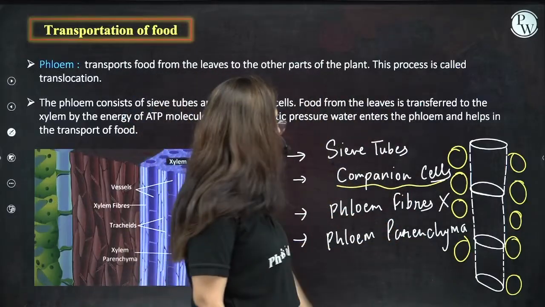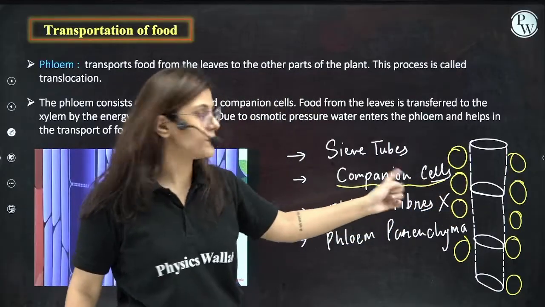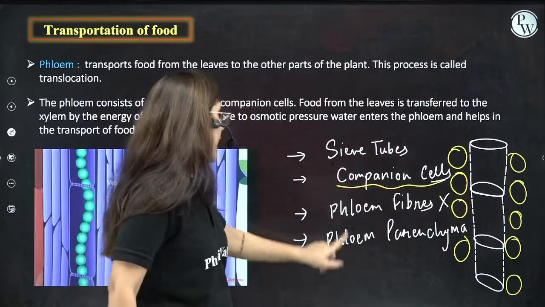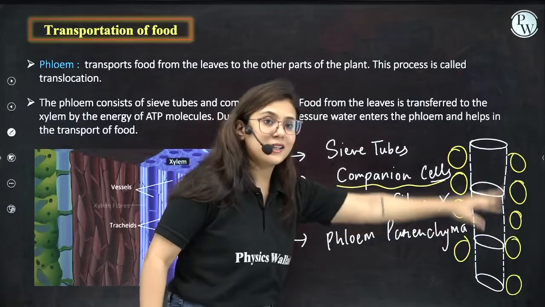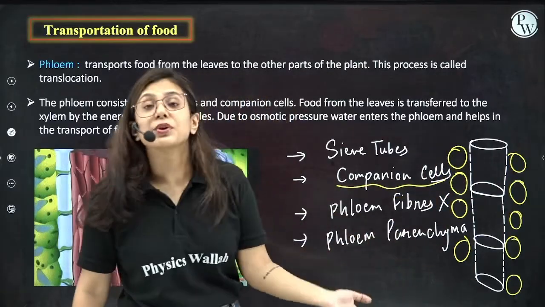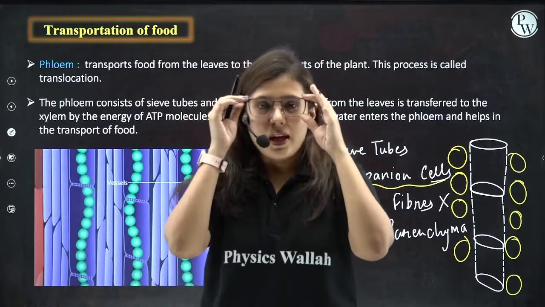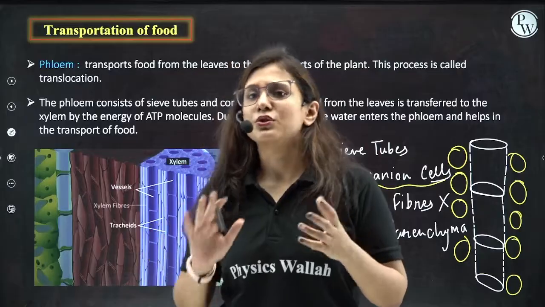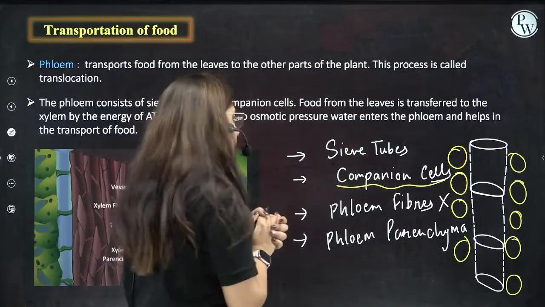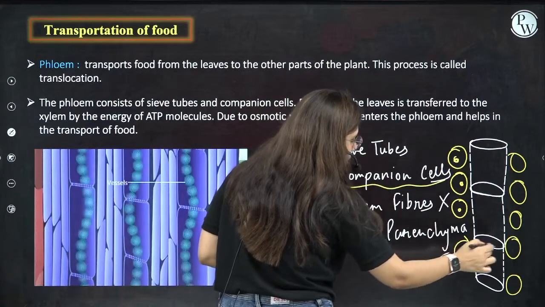Now coming back to this. So companion cells, you know why they are termed as companion cells? Because they are helping sieve tubes. And then phloem fibers, dead elongated cell-like structures which are responsible for protection. And then there is phloem parenchyma that is responsible for storing food. Parenchyma cells, their main function is to store food basically. So companion cells helping sieve tubes.